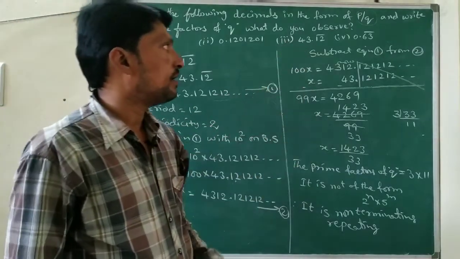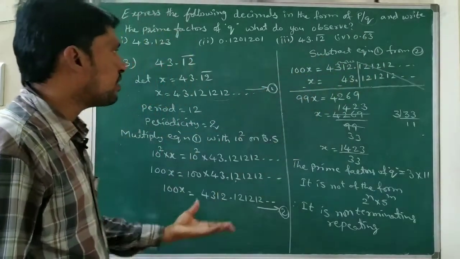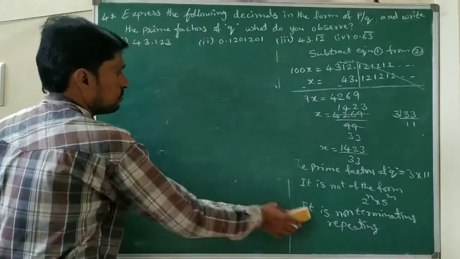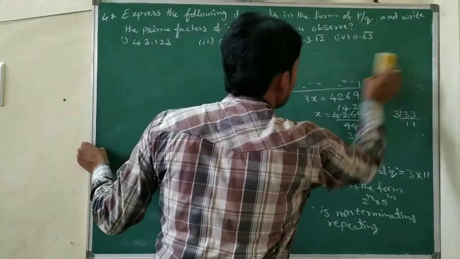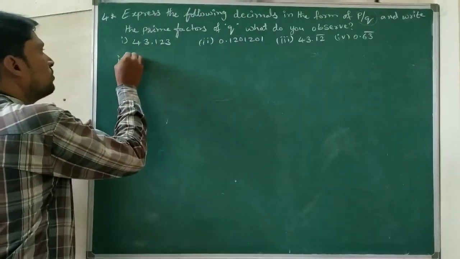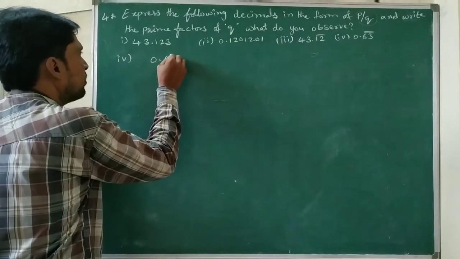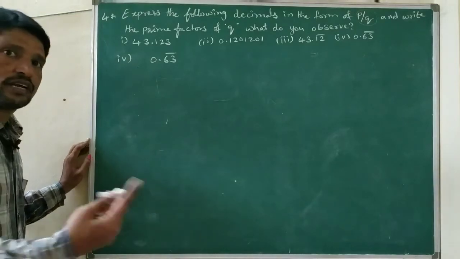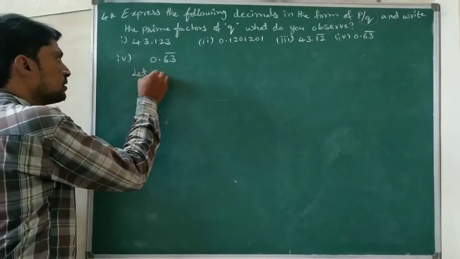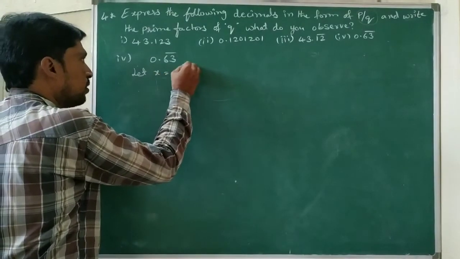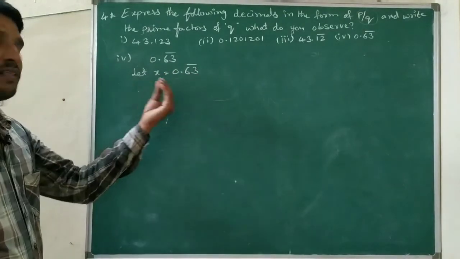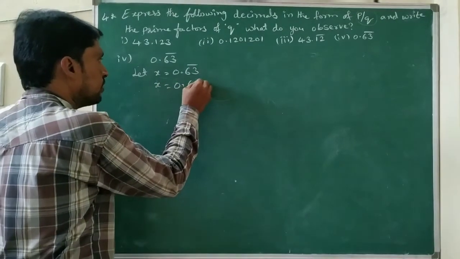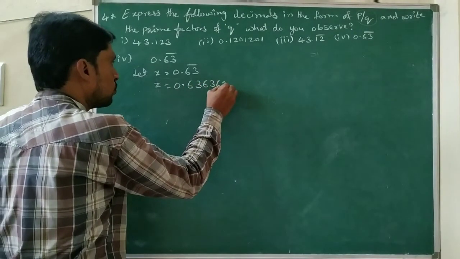Now the third one is also completed. The last, fourth one, we have to do in the same way as this. So how can we do that, you have to observe. Fourth one, 0.63 bar, 63 has the bar. Now for the given one, what do we need to take? First let x equal 0.63 bar. 63 bar means the decimals are repeating, so x equal 0.63, 63, 63 and so on.